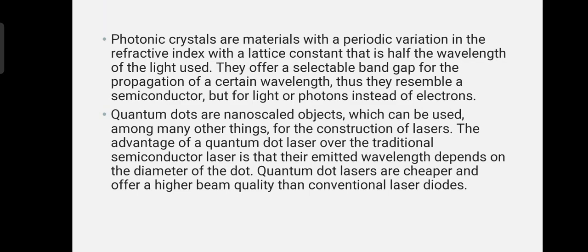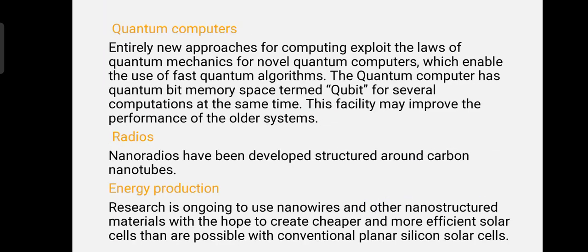They offer a selectable band gap for the propagation of a certain wavelength, thus they resemble a semiconductor, but for light photons instead of electrons. Quantum dots are nanoscale objects which can be used, among many other things, for the construction of lasers. The advantage of the quantum dot laser over the traditional semiconductor laser is that its emitted wavelength depends on the diameter of the dot. Quantum dot lasers are cheaper and offer a higher beam quality than conventional laser diodes.